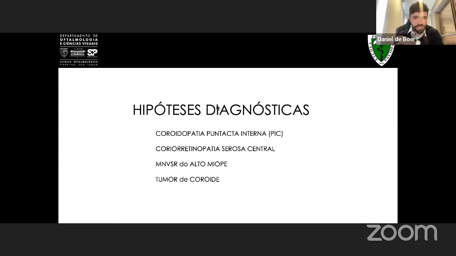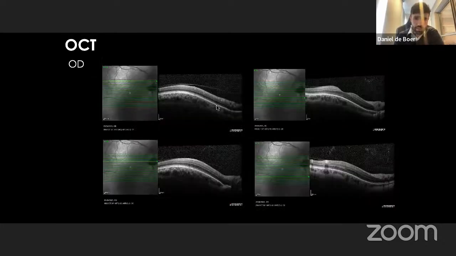Então, seguir em português aqui. A gente precisa pensar em algumas etiologias, como citado pela Marina: coroidopatia punctata interna, PIC, retinopatia serosa central, membrana neovascular do alto míope e também, extrapolando um pouco mais, tumor de coroide. Seguindo com os exames complementares, a paciente foi submetida a um OCT do olho direito, que não mostrava alterações, exceto por essa convexidade aumentada na região macular.